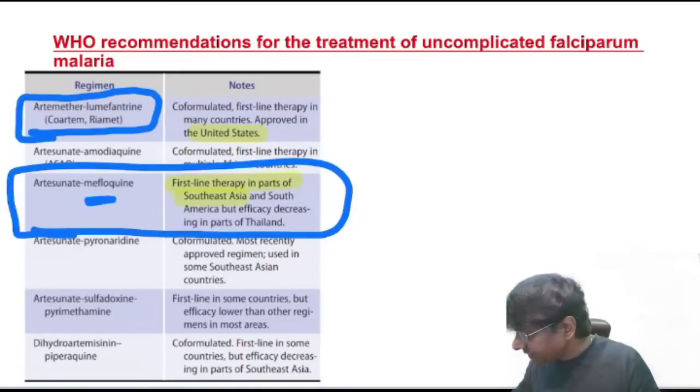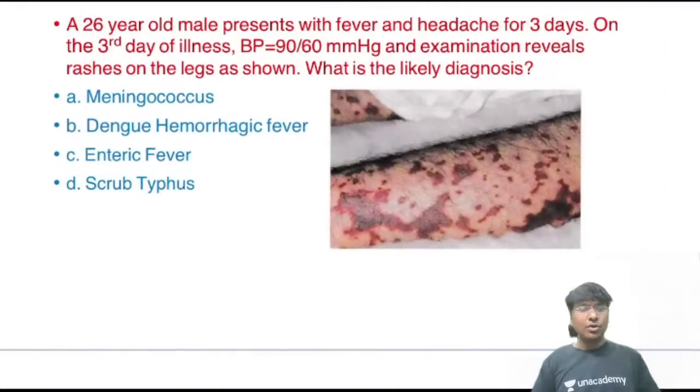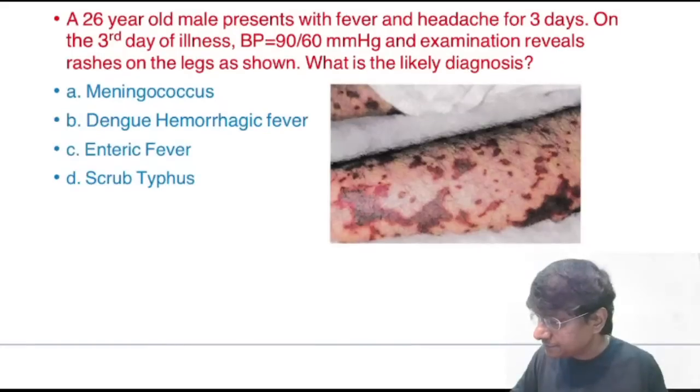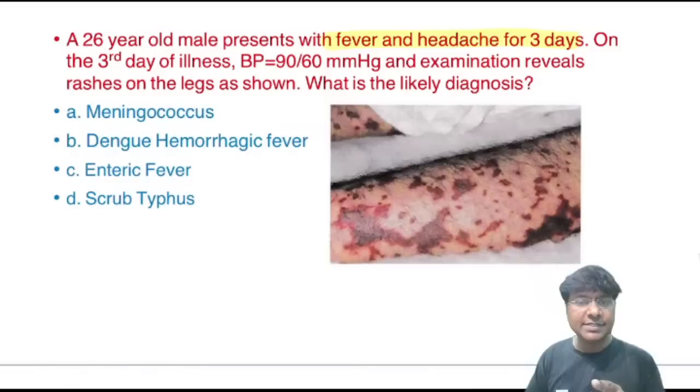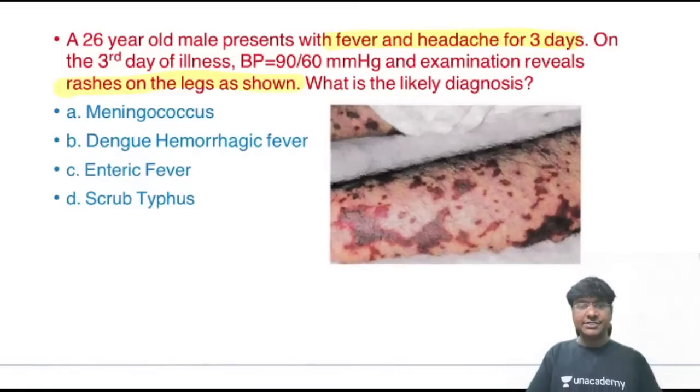Next, one more organism if you take here. A 26-year-old male presents with fever and headache for 3 days. On the third day of illness, the blood pressure is 90/60 and examination reveals a rash on the legs as shown. What is the likely diagnosis in this patient?